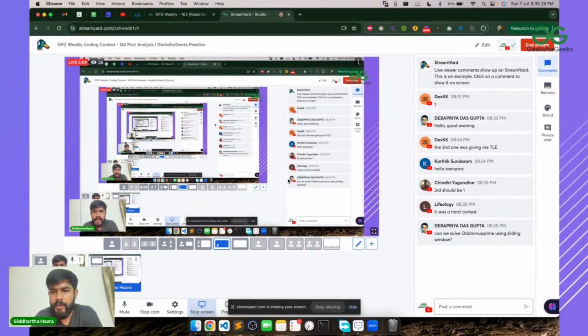Third should be one. Yep, that is why I told. You can think that is a very simple problem. It was a hard contest. Yes, if you consider the last problem, it was hard. So can we solve odd minus prime with a sliding window? Not even a sliding window is required. Any algorithm apart from prime sieve is an overkill for this problem, I would say.